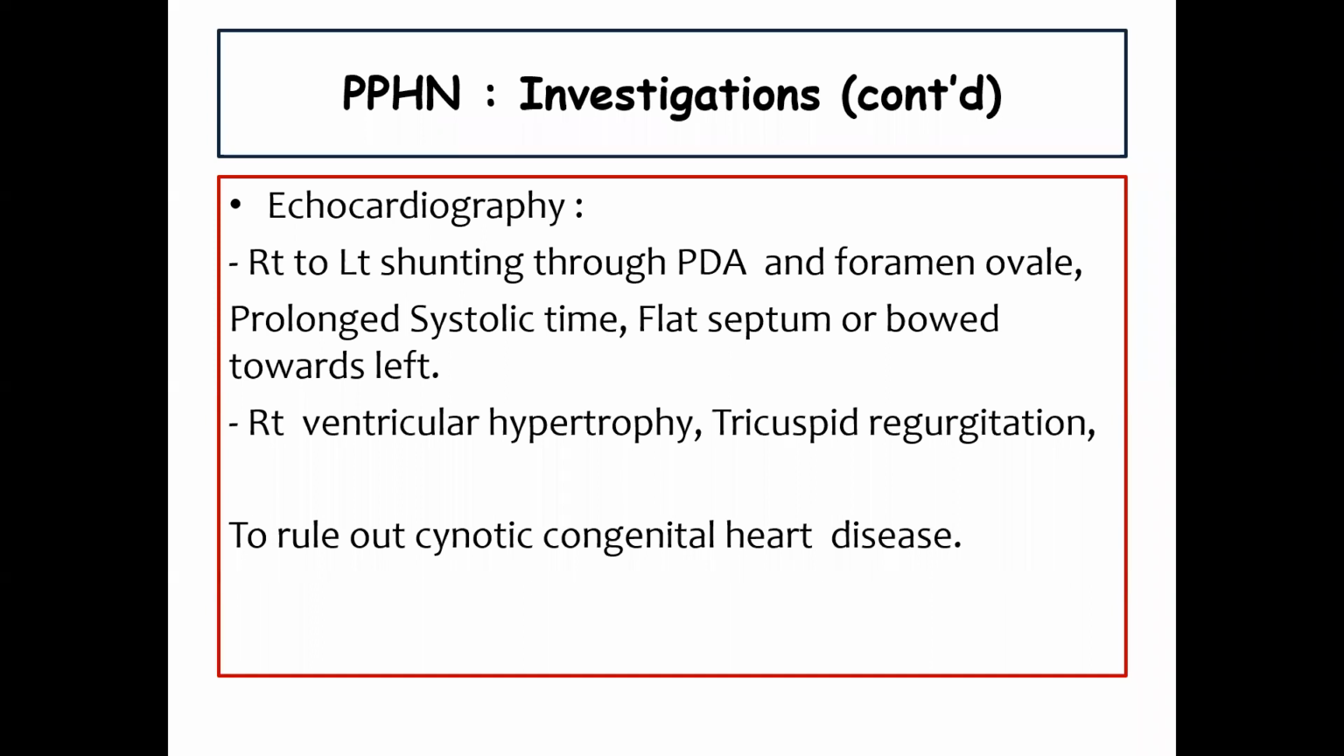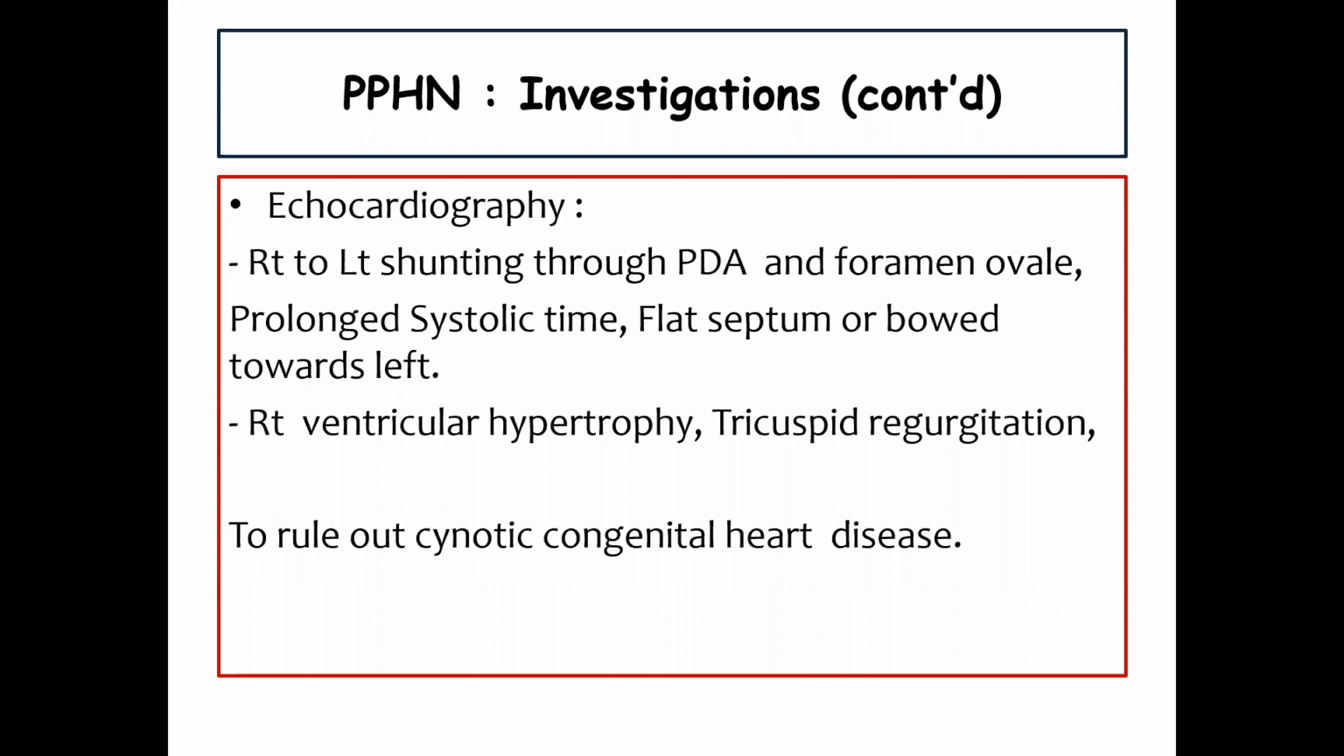So how does echo help us in ascertaining the presence of PPHN? The presence of right to left shunt across the patent ductus arteriosus as well as the foramen ovale is kind of an evidence of increased pulmonary vascular resistance and increased right-sided pressures. Basically, this shows that the pulmonary pressures are suprasystemic.